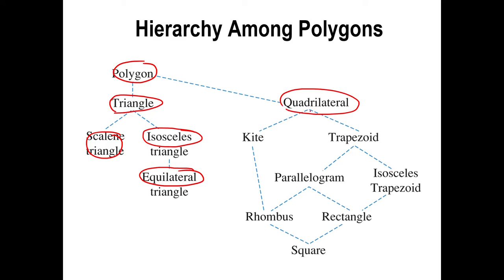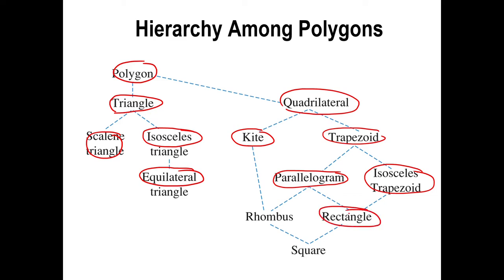Quadrilaterals are polygons with four sides. They can be broken down into two categories: kites, which are quadrilaterals where the adjacent sides are congruent, and trapezoids, where one pair of opposite sides are parallel. Parallelograms are where both pairs of opposite sides are parallel. Isosceles trapezoids are where base angles are congruent.